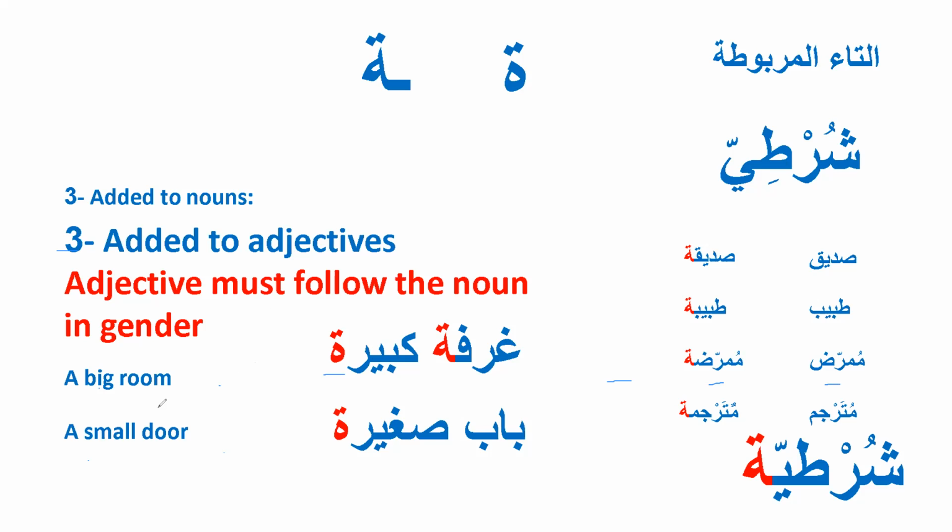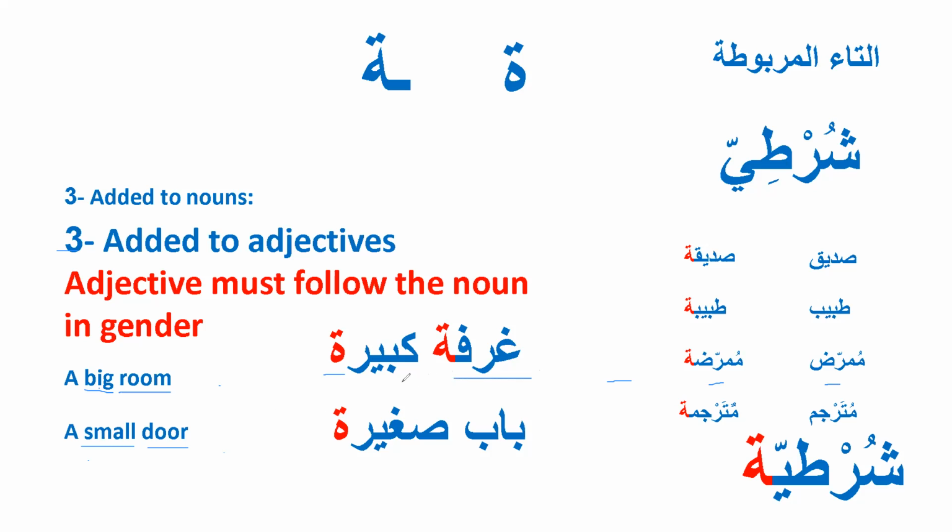Okay, for example, this is an example in English, a big room, because the noun is room and big is the adjective. So we said that if the word room is masculine, the word big should be masculine. And if it is feminine, the word big should be written in the feminine gender, okay? And here also we have a small door, the same case. So let's see the translation into Arabic.